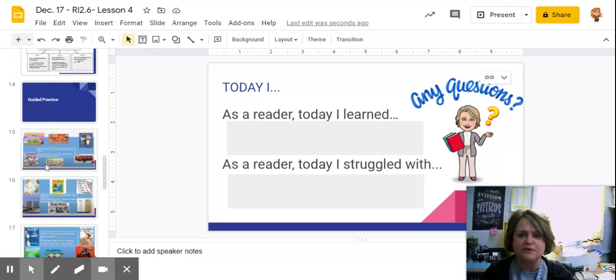When we get on today, we will review during guided practice just some more examples of the author's purpose and how we can understand and figure out which one it is when we need to.